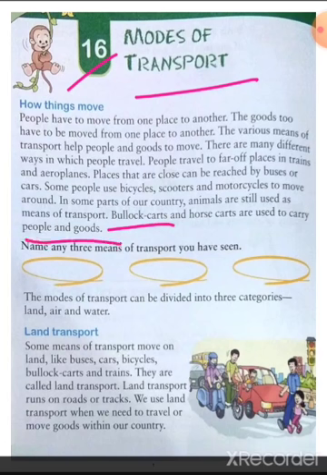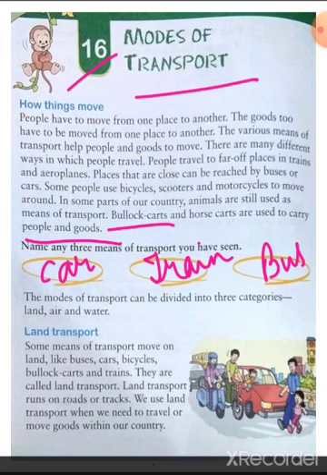Okay, now name any three means of transport you have seen. So, we see car, train, and bus. Okay. Now, the modes of transport can be divided into three categories like land, air, and water.